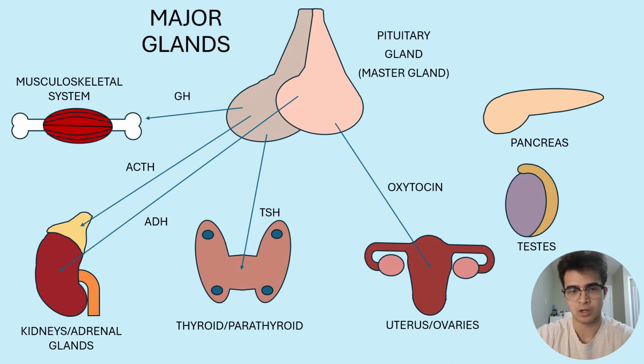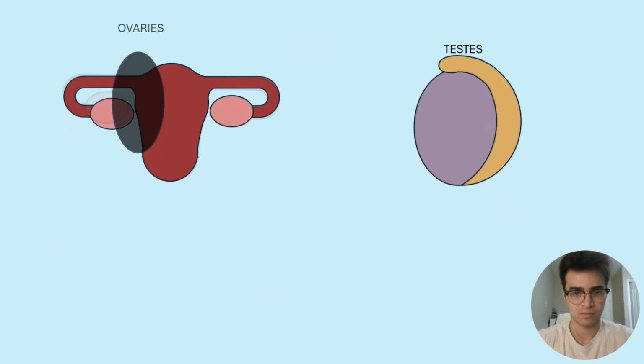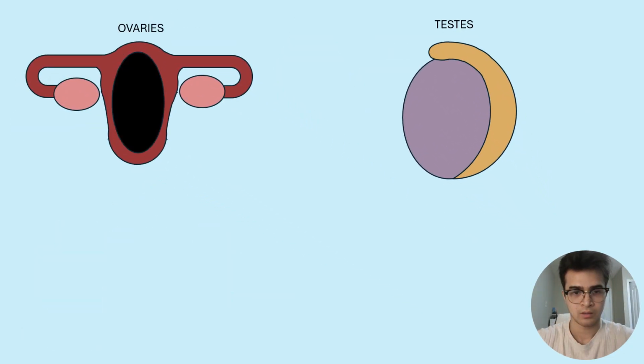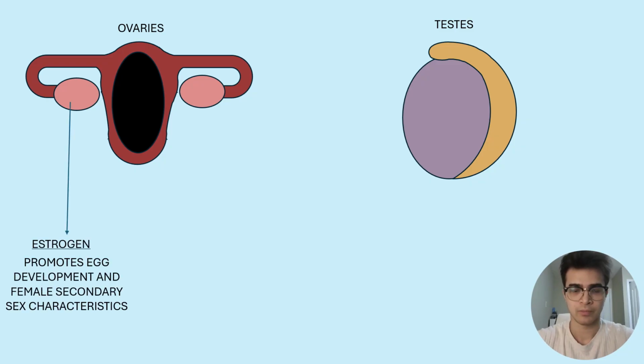Lastly, we're going to talk about the testes and the ovaries, which will produce your sex hormones. Now, finally, we have our gonads, which produce sex hormones. Starting with the ovaries, it actually produces two hormones. The first one is called estrogen. And estrogen is important because it develops the egg follicle for menstruation.